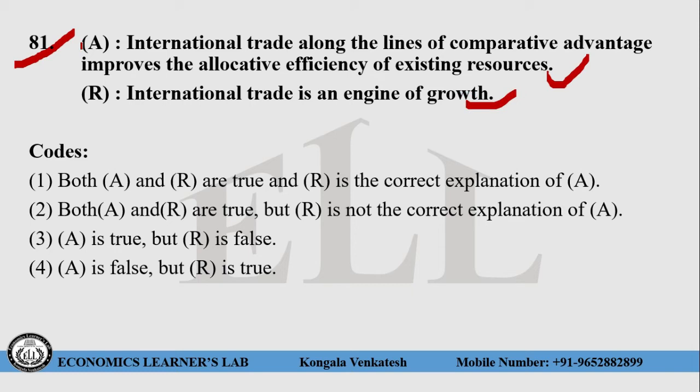But the assertion is talking about comparative advantage benefit. Reason is talking about international trade benefit. So here the right answer for this question is choice number 2. That is both A and R are true, but R is not a correct explanation of A.